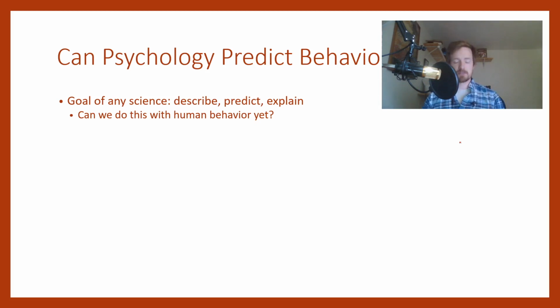All sciences should strive for three goals. They should try to describe the phenomena that they study. They should try to explain the phenomena that they study, and they should try to predict and forecast the phenomena they are trying to study. And so, people who really don't like psychology will usually point to this piece about prediction, and they'll say, okay, sure, you can describe and you can explain these things, but you can't predict how someone's going to behave or what someone's going to do.